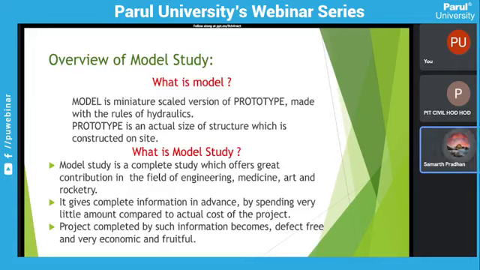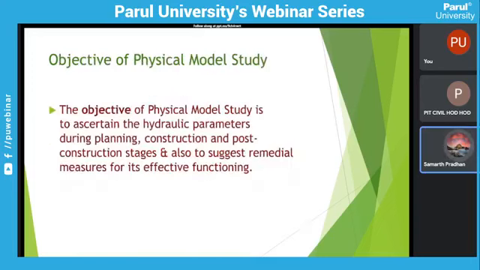Now, what is model study? Model study is a complete study which offers great contribution in the field of engineering, medicine, art and rocketry. It gives complete information in advance by spending a very small amount compared to the actual cost of the project. A project completed with such information becomes defect free, very economic and fruitful. Now we will see the benefits of the model study, so you will get an idea of how important it is.